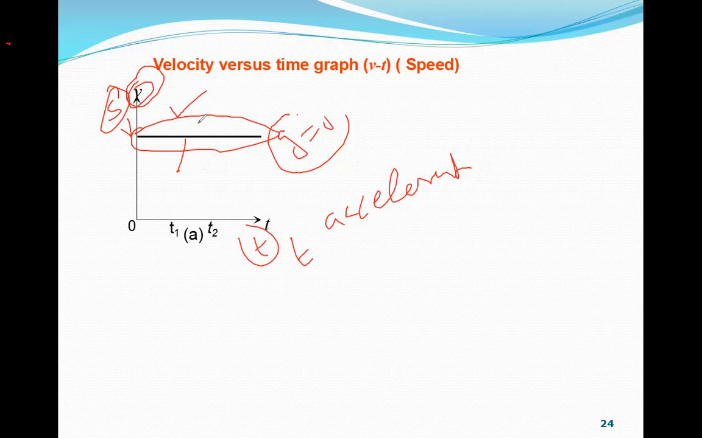gradient. The gradient shows 0. This line shows the gradient will be 0. But in the ST graph, the gradient shows the velocity or speed. In the VT graph, the gradient shows the acceleration. If the acceleration is 0, it means the speed is constant. In the VT graph, if this line comes, the gradient will be 0, acceleration is 0, but velocity is constant. In the ST graph, the gradient will be 0, meaning speed is 0, meaning the object is at rest. But the distance will be constant.